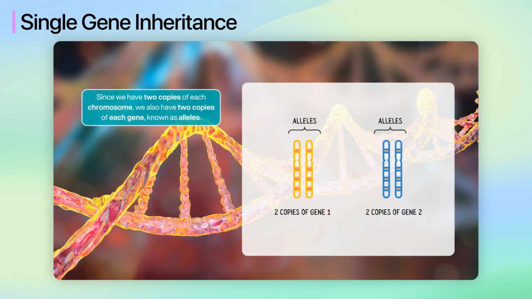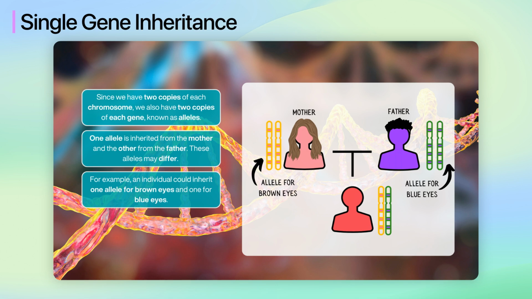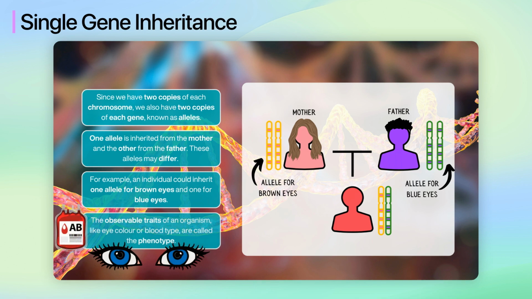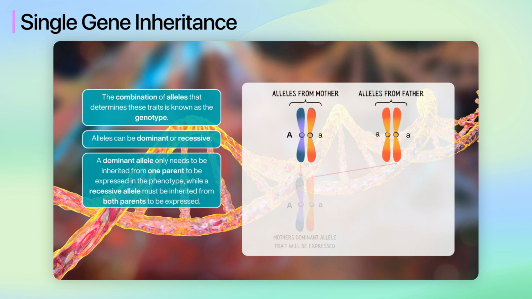Since we have two copies of each chromosome, we also have two copies of each gene, known as alleles. One allele is inherited from the mother and the other from the father. These alleles may differ. For example, an individual could inherit one allele for brown eyes and one for blue eyes. The observable traits of an organism, like eye color or blood type, are called the phenotype. The combination of alleles that determines these traits is known as the genotype. Alleles can be dominant or recessive. A dominant allele only needs to be inherited from one parent to be expressed in the phenotype, while a recessive allele must be inherited from both parents to be expressed.